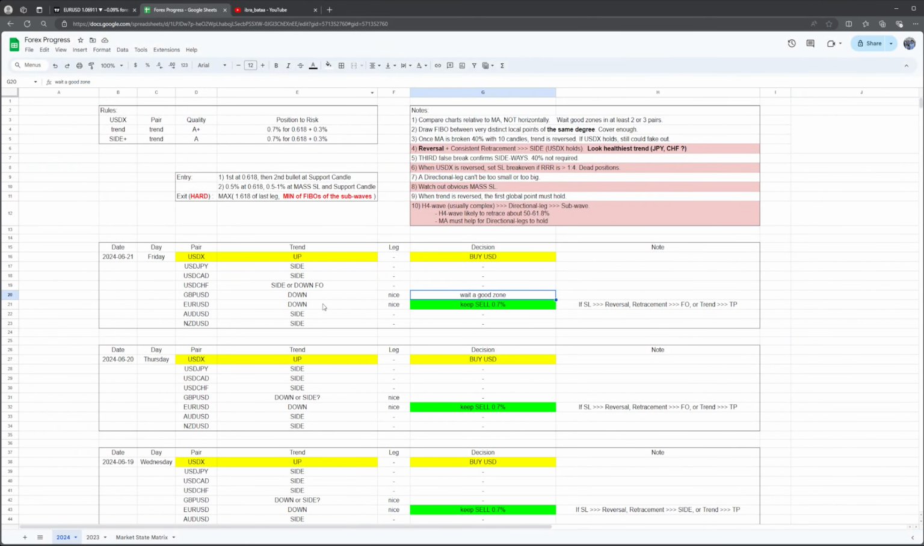Okay, let's write it down. Euro USD: trend is clearly down, which I have read correctly over the last few weeks. Leg size is nice, and our decision is to keep the existing 0.7% position on the Euro USD.